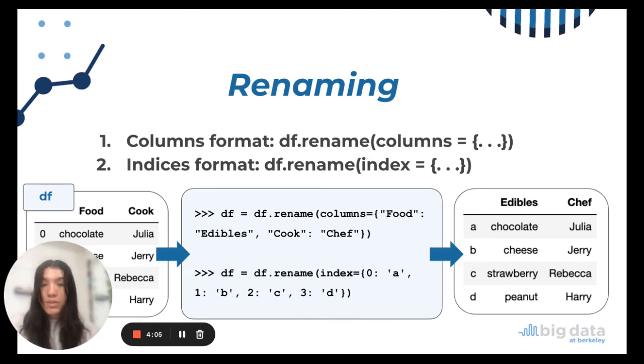Another way to rename columns is using the index values. So in this case, we're resetting our index itself to be different values. So df = df.rename(index=...). We want our 0th index to be A, our first index to be B, our second index to be C, and so on. So now we have our index values set to be equal to A, B, C, D instead of 0, 1, 2, 3, 4. So those are two ways to rename parts of our tables in Pandas.